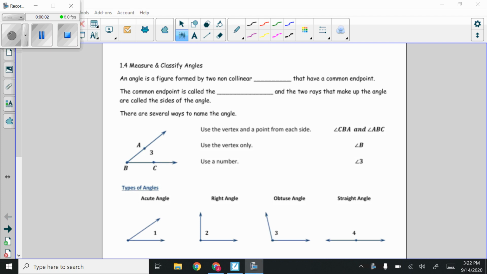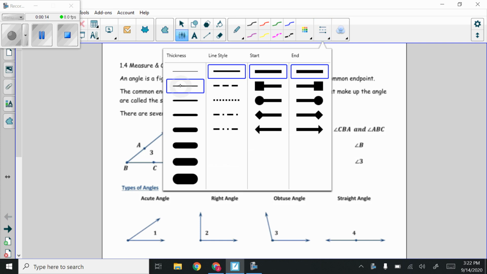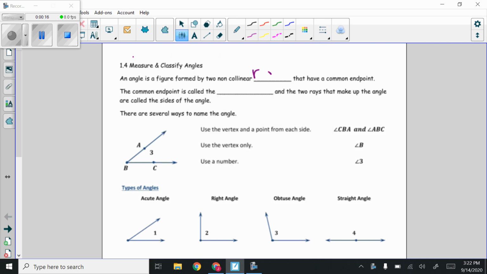All right, so today we're going to look at section 1.4, measure and classify angles. First, we need to get some definitions. An angle is a figure formed by two non-collinear rays that have a common endpoint. The common endpoint is called the vertex, and the two rays that make up the angle are called the sides of the angle.